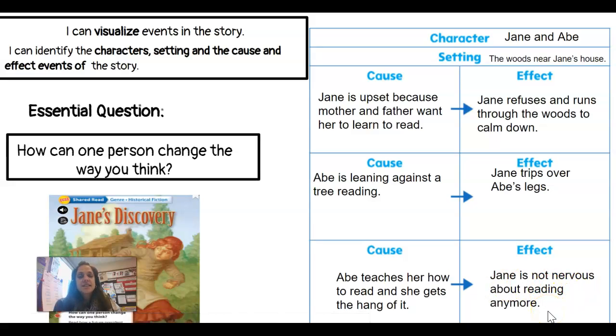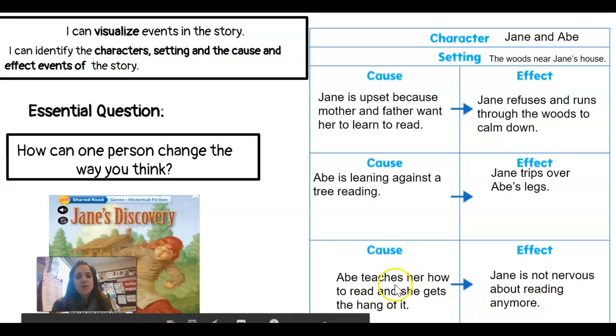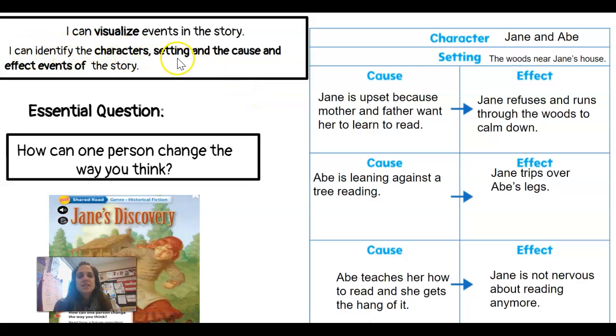Her nervousness disappears. We just reread our text with the purpose to identify the characters, setting, and the cause and effect events of the story. We identified the characters, Jane and Abe, the setting, the woods near Jane's house, and we identified the important cause and effect key details. Remember, the effect is what happens, and the cause is why it happens.